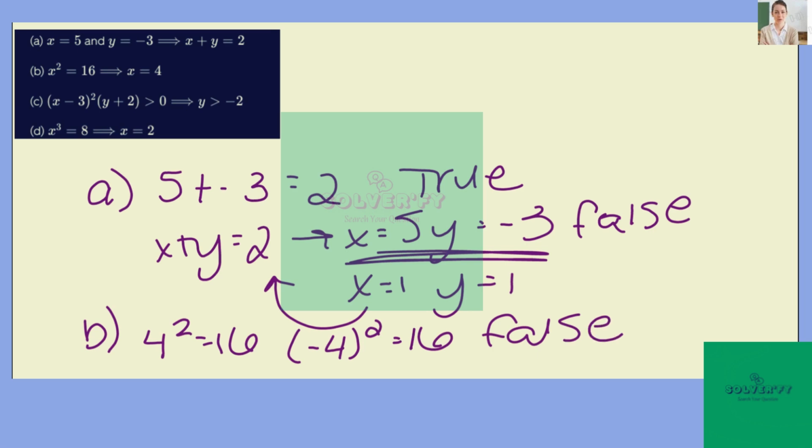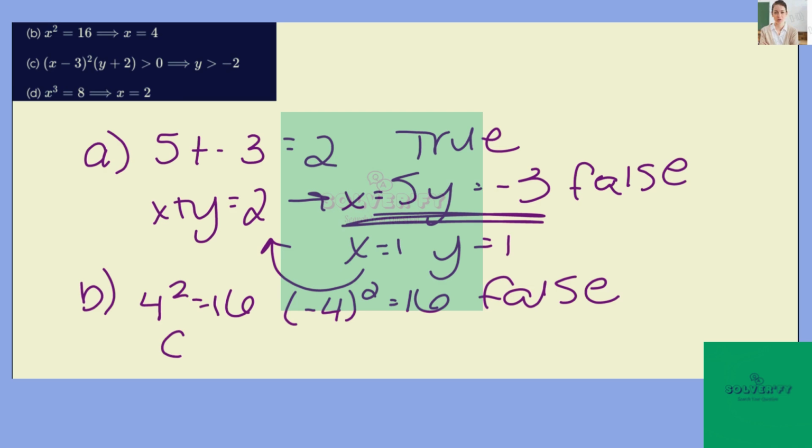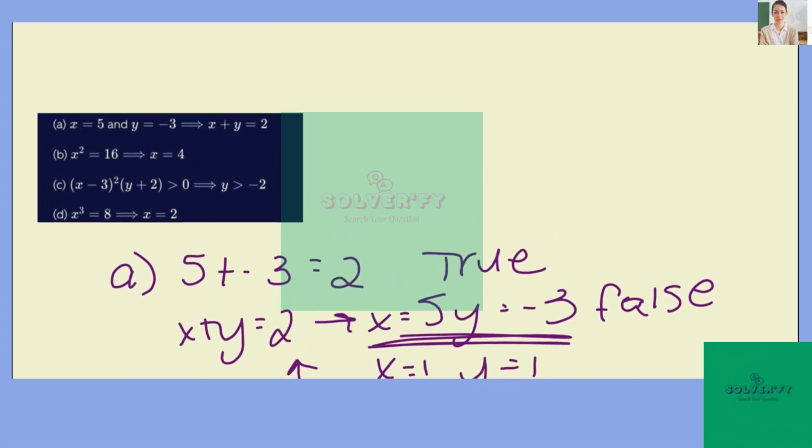However, for the counter implication, we're going to say that if x equals 4, then 4 squared equals 16. That one would be true. So for B, we're going to get false and then true. For C, I'm going to do C up here.